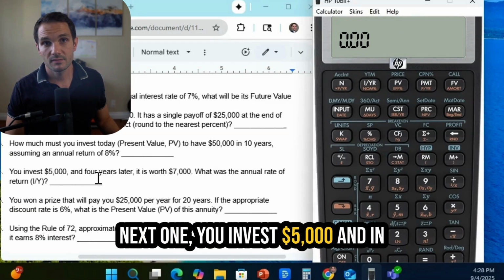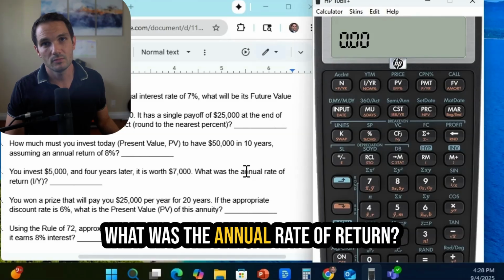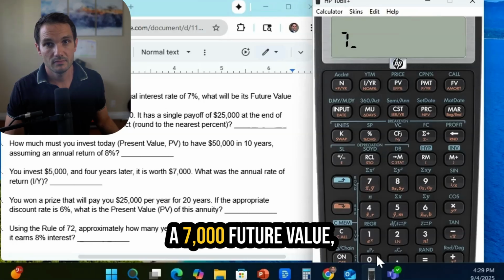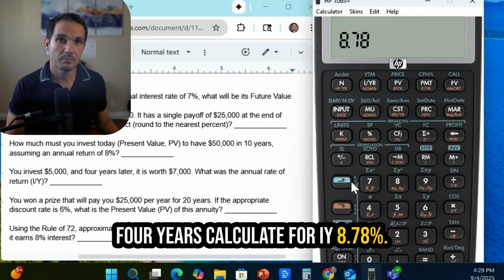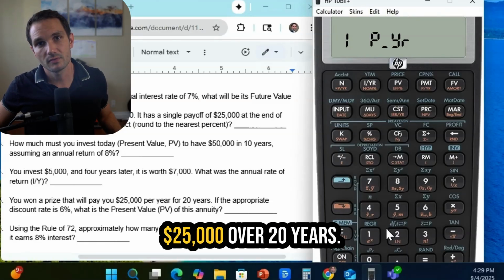Next one. You invest $5,000 and 4 years later, it's worth $7,000. What was the annual rate of return? So calculating for I, 5,000 on day 1, 7,000 future value, 4 years. Calculate for IY, 8.78%.